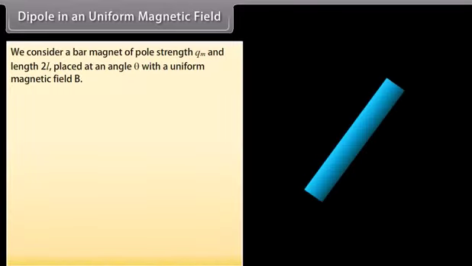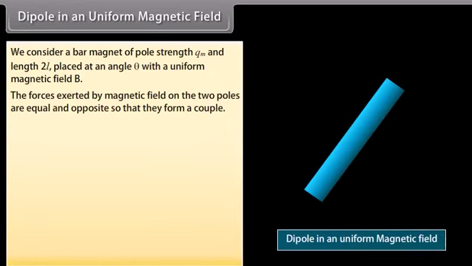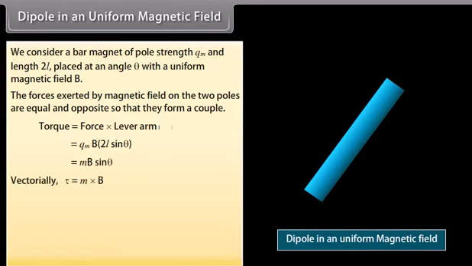Dipole in a uniform magnetic field. We consider a bar magnet of pole strength Qm and length 2L placed at an angle theta with a uniform magnetic field B. The forces exerted by magnetic field on the two poles are equal and opposite, so that they form a couple. Torque is equal to force into lever arm. By putting the values in the above equation, we get the value of torque equals mB sin θ. Vectorially, it is represented as τ = m × B.